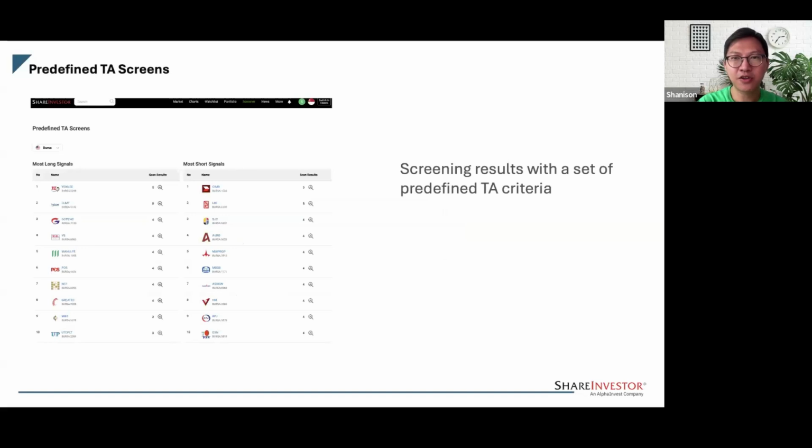Predefined TA screens. Basically, predefined TA screens are screening results with a set of predefined TA criteria. We predefine some TA criteria and then we scan the markets every day to find some opportunities. It is pretty fast: when you look at a page, the result is already populated there. So you can do more research from this, but this is purely for technical analysis.